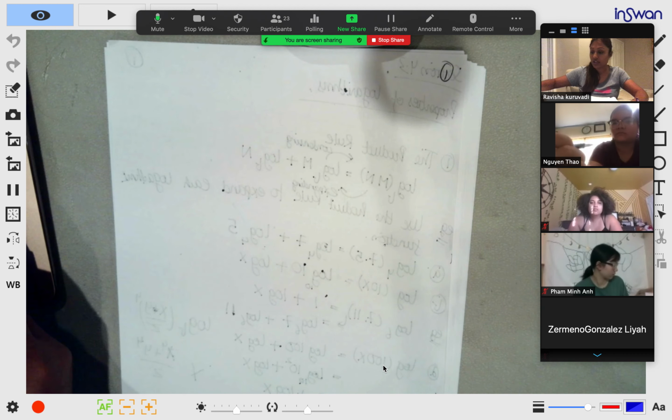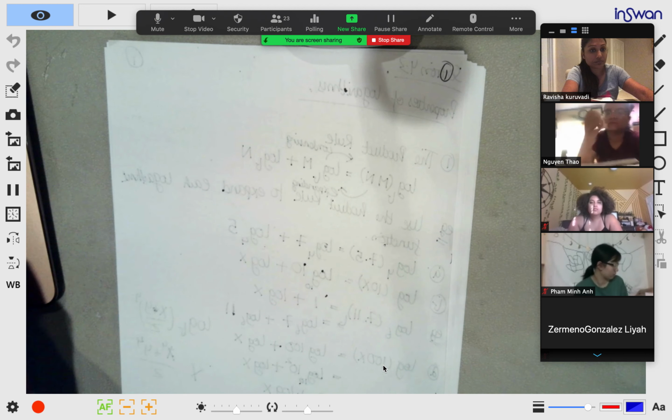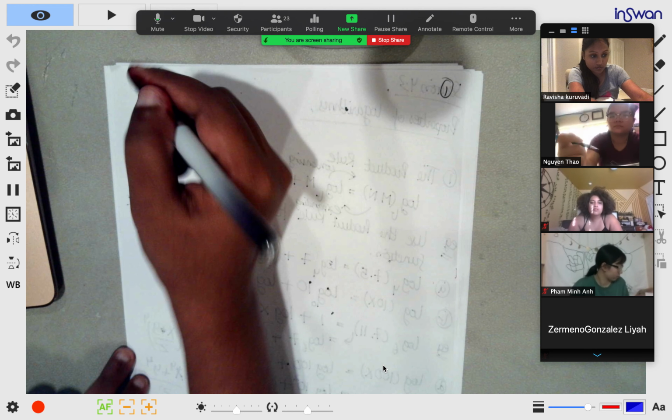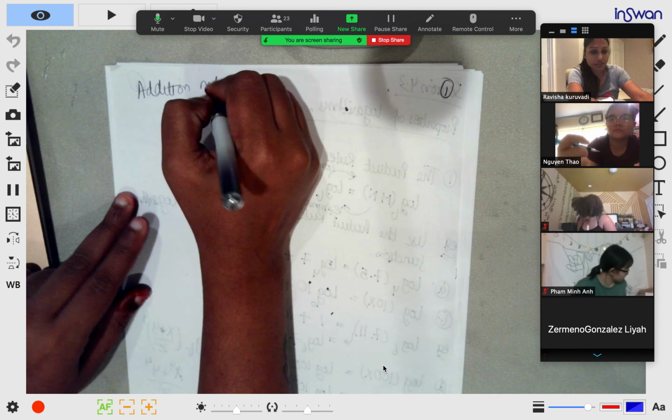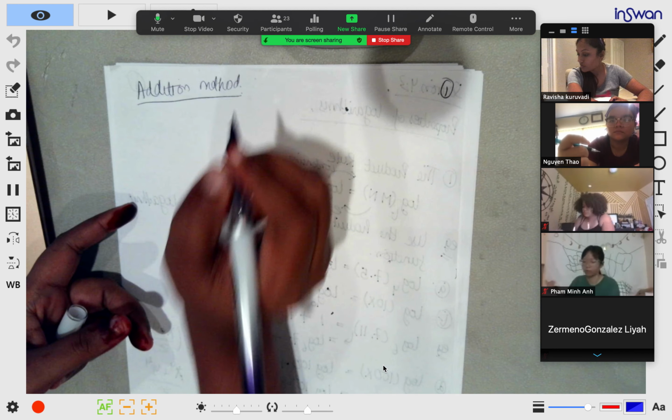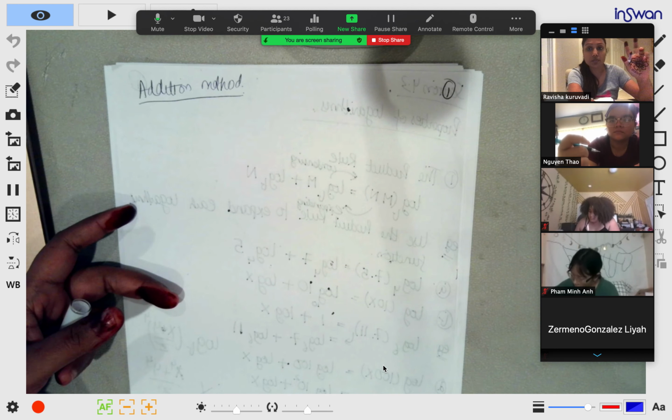Second method, which is known as the addition method. So what the addition method says is, again you will be given two equations.